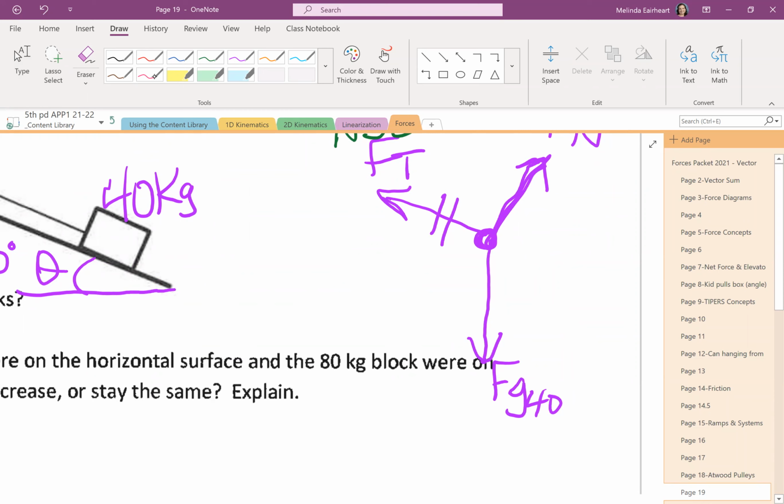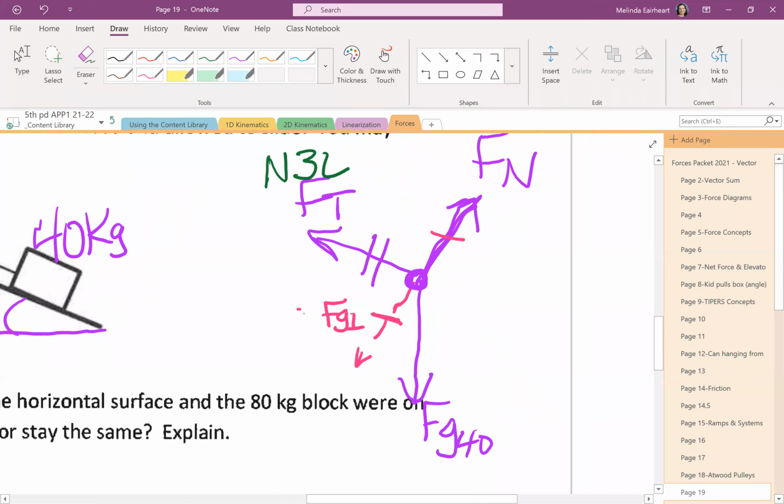And so I start with, well, Fn is on the new y-axis. FG perpendicular is going to be balancing that normal force. And so Fn is going to equal FG perpendicular 99% of the time.